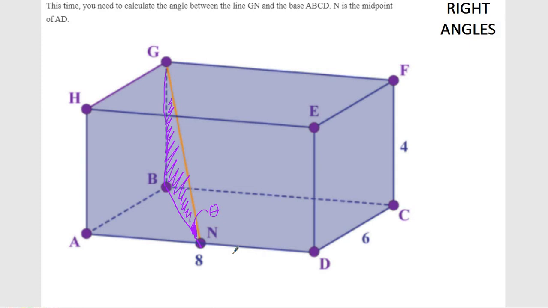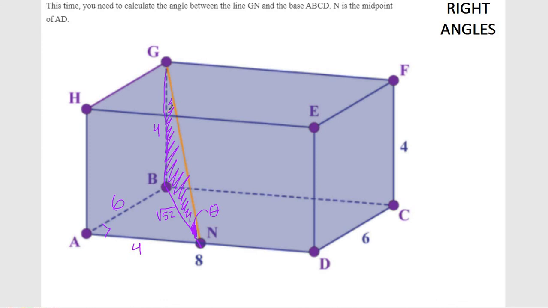Okay, so a couple things we want to notice. We need to know that N is the midpoint. That's useful because this distance right here is 4. And we should know that AB is the same as CD, so that's 6. So we can easily calculate BN with the Pythagorean theorem. And what is that? Because again, this is a right angle, so 36 plus 16 is 52. So the square root of 52 is this one. And we know this distance is 4.